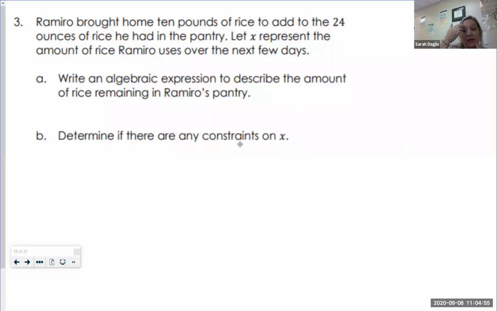Okay, so we're going to continue. Ramiro brought home 10 pounds of rice to add to the 24 ounces of rice he had in the pantry. Let X represent the amount of rice Ramiro uses over the next few days.